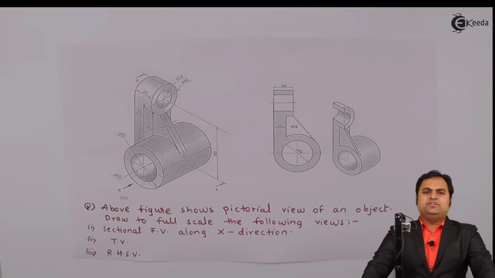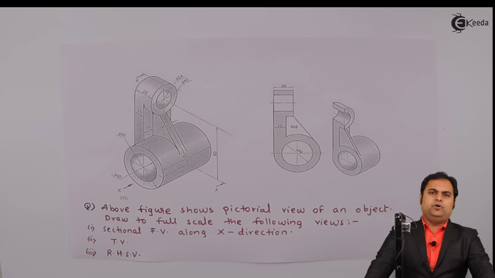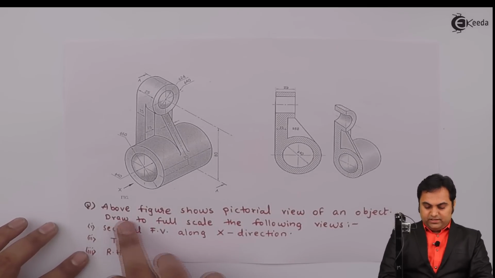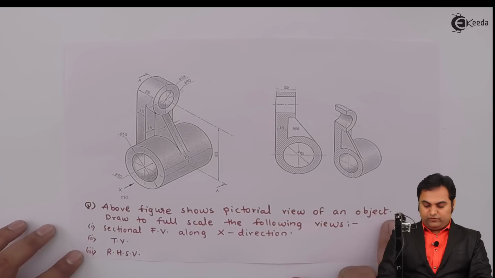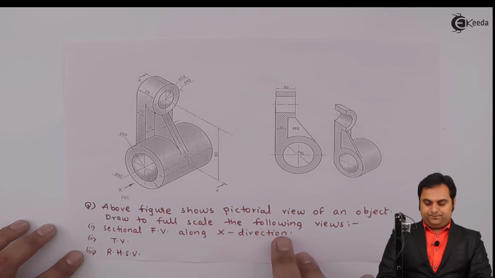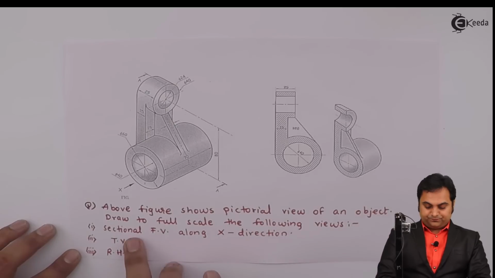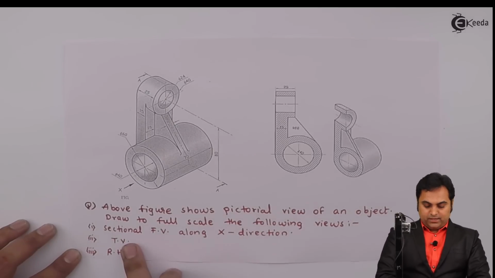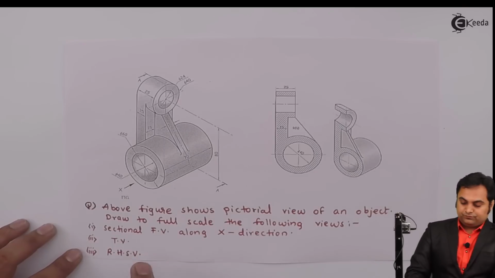Hello friends, here in this video we are going to see a problem on sectional orthographic projections. For that, here is a question. It is given that the above figure shows a pictorial view of an object. Draw to full scale the following views: sectional front view along x direction, top view and right hand side view.